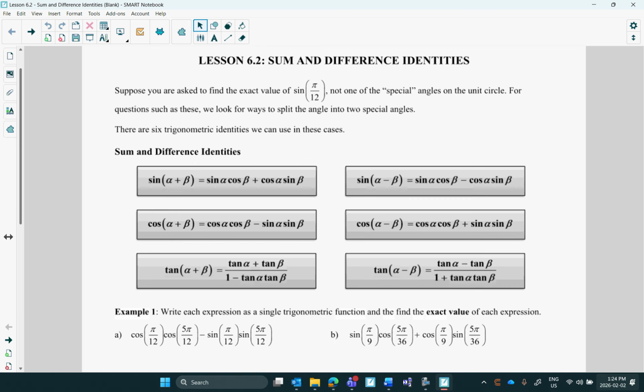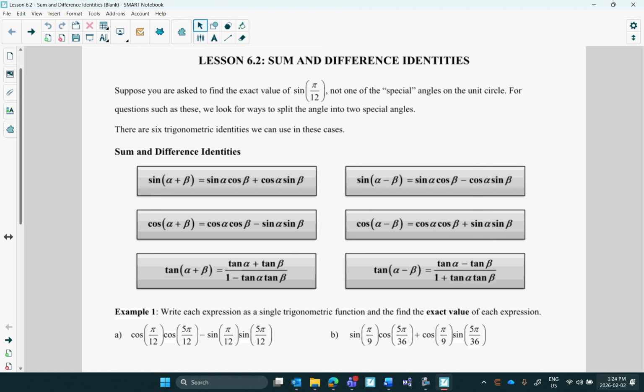So for example, if I take the sine of two angles being added together, that's the same as taking the sine of the first times the cos of the second, plus the cos of the first times the sine of the second. If I take the cos of two angles being added together, it's the same as multiplying the coses of each angle, subtracted by multiplying the sines of each angle, and so forth.